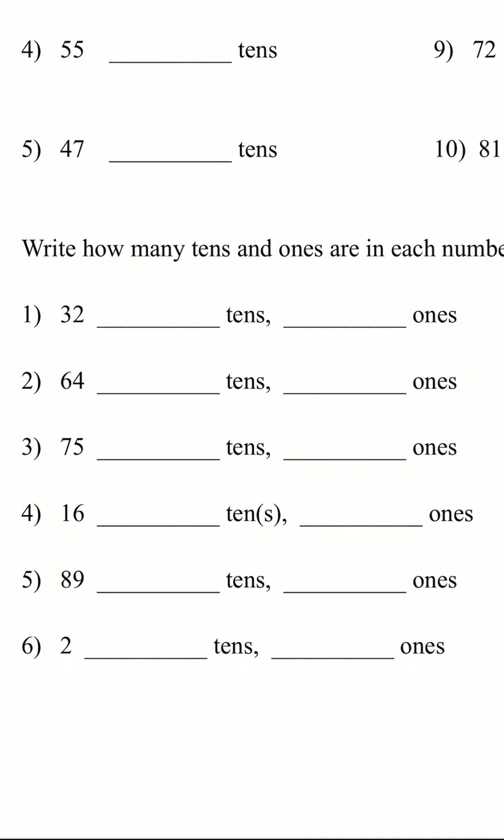Now, write how many tens and ones are in each number. So, first to find the tens, we're going to look at the tens place, so that would be 3, and then now ones, right? 2 is in the ones place, so we write 3 tens and 2 ones equals 32. Now we're going to do the same thing for number 2. We have 6 tens and 4 ones. Now, number 4, we have 16. The 6 is in the ones place, so we're going to write 6. And then here we have 1. So we write 1 ten.